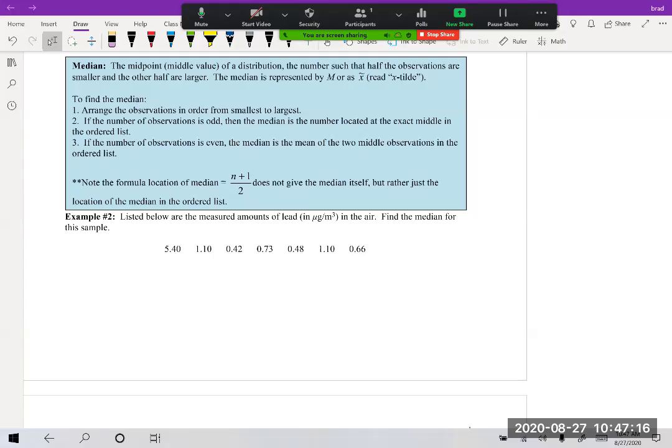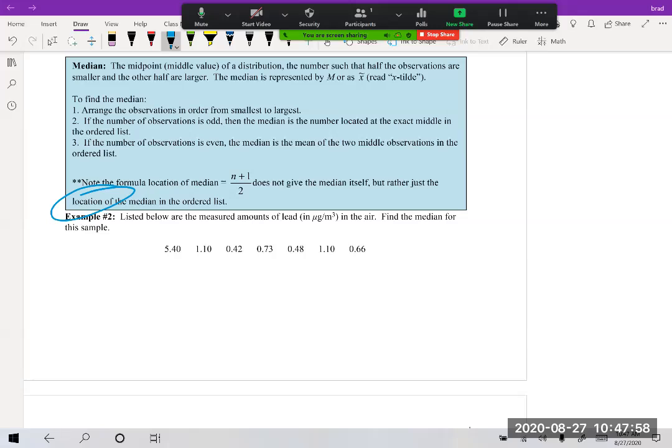It says to find the median, arrange the observations in order from smallest to largest. If the number of observations is odd, then the median is the number located at the exact middle in the ordered list. If the number of observations is even, the median is the mean of the middle 2 observations in the ordered list. Note the formula for the location of the median, n plus 1 over 2, does not give the median itself, but rather just the location. So this is very important. We've already done problems like this in chapter 2, so we're going to be doing this again. And I want you to keep in mind, when you do n plus 1 divided by 2, that number is not the median. That's telling you the location of the data value that is the median. So you have to decide what the data value is at that location in your list of numbers.